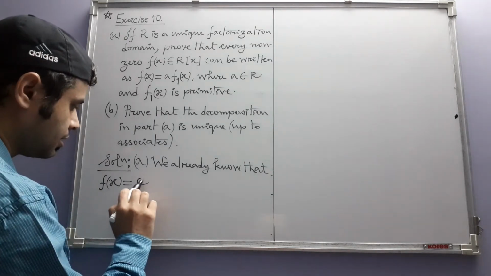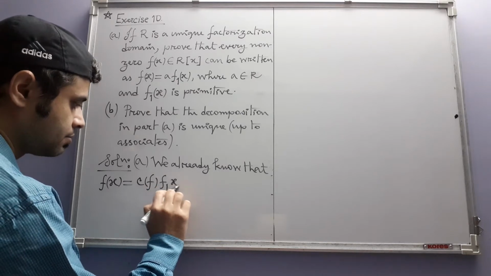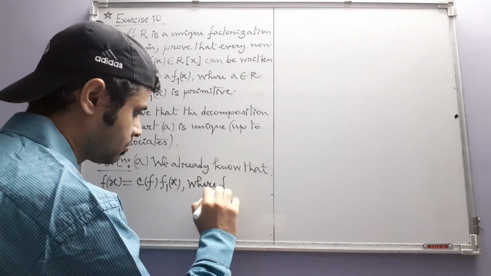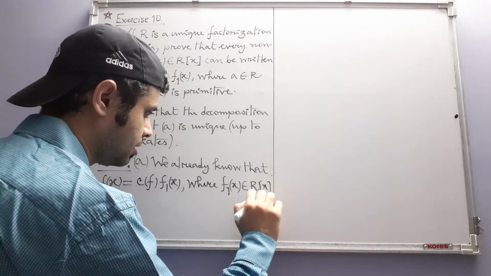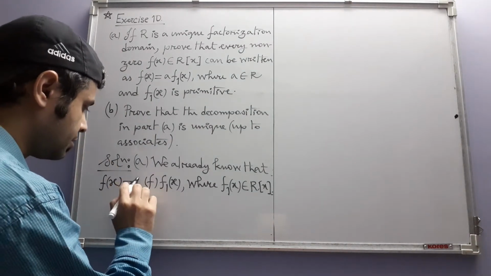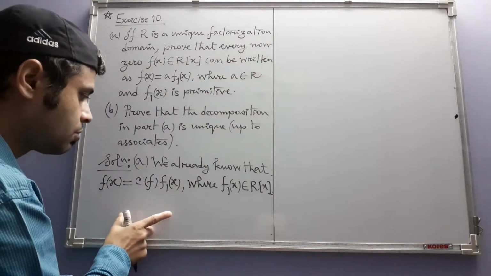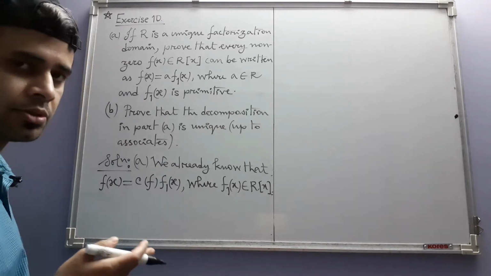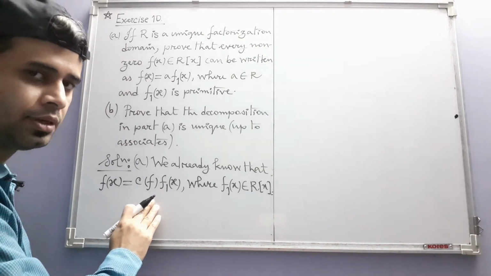f(x) can be written as the content of f times some polynomial f1(x), where f1(x) is some polynomial over R. Now note one thing carefully, that since the given polynomial f(x) is non-zero, that means not all of its coefficients are equal to 0, and that is why their greatest common divisor exists in R, which is nothing but the content of f.